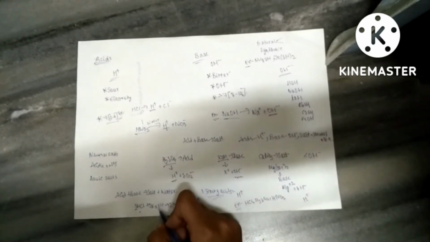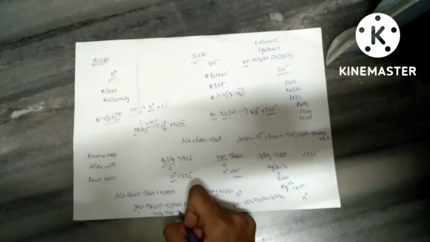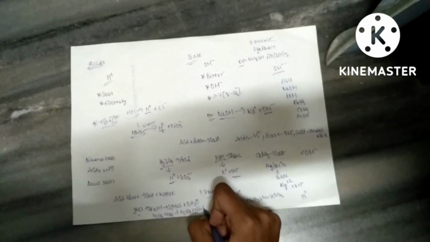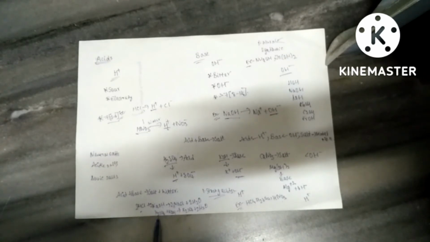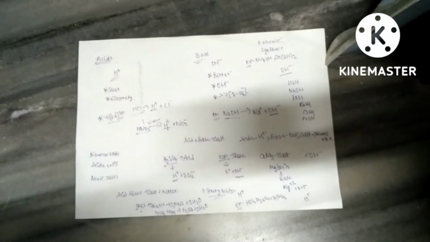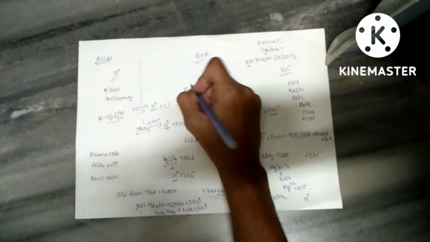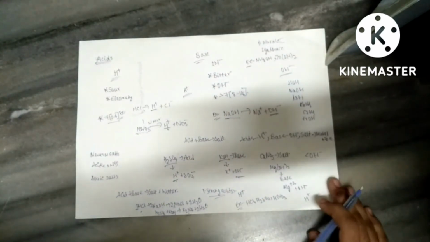Another example, H2SO4 plus 2KOH gives rise to K2SO4 plus 2H2O. Here H2SO4 is an acid, KOH is a base. Acid reacts with base and produces K2SO4 salt and H2O, water. Next, what are common ions in acids? The common ions in acids are H plus ions. The main content of acids is H plus ions.